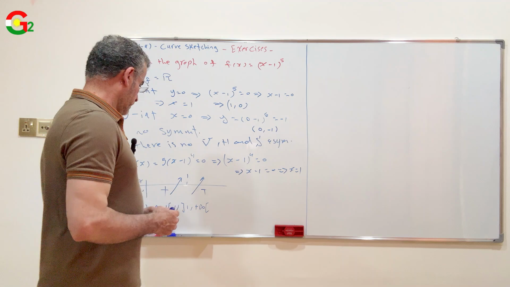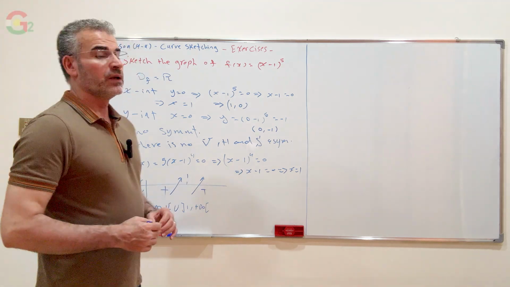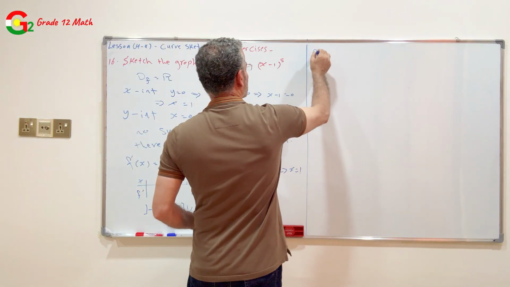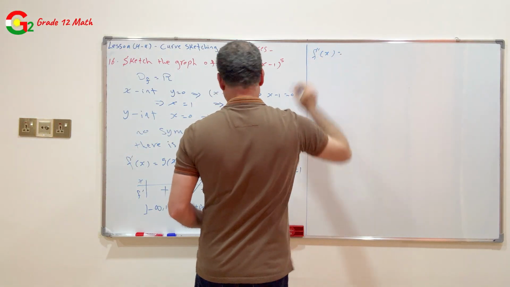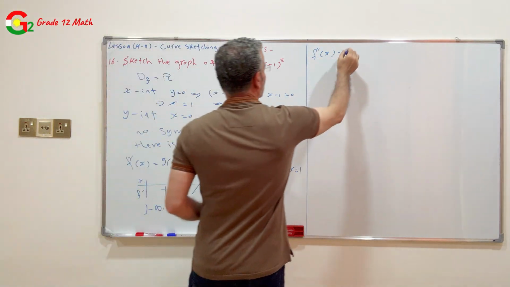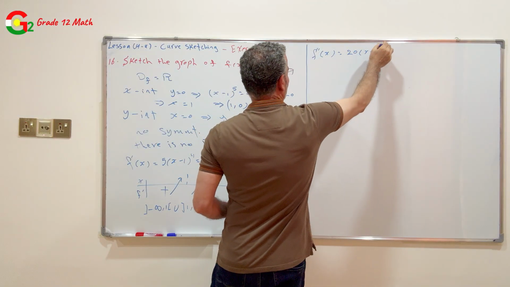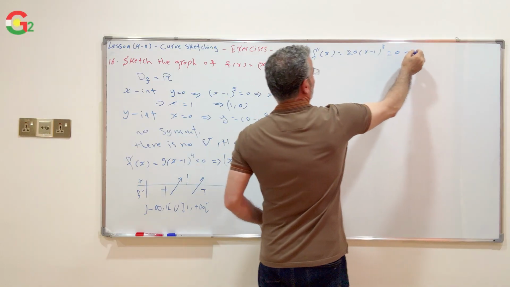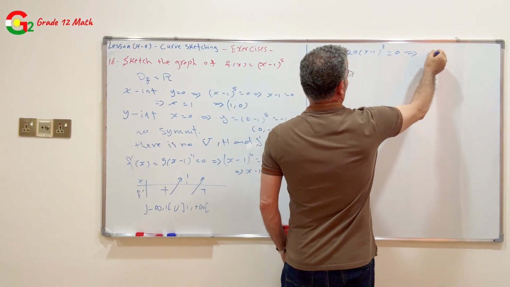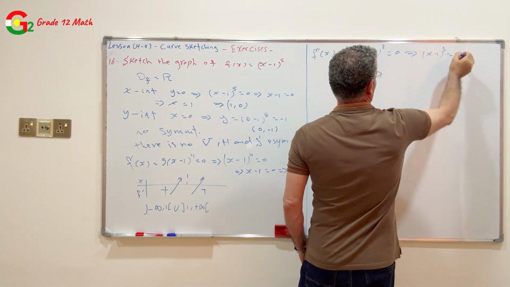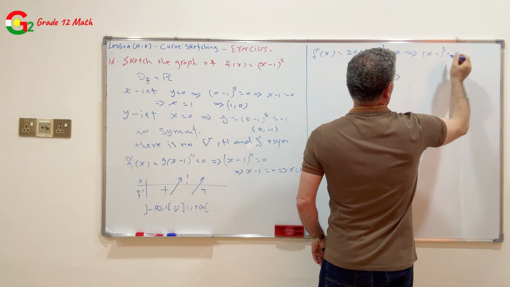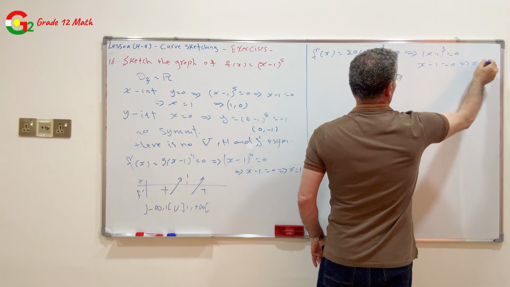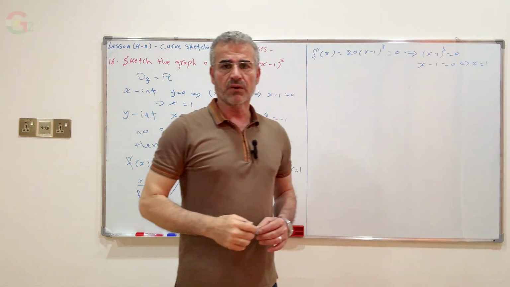To find the inflection point and the interval of concavity of this function, find the second derivative, f double prime of x equals 20 times (x minus 1) to the power 3. Set it equal to 0. Divide both sides by 20. (x minus 1) to the power 3 equals 0. Take the third root of both sides. x minus 1 equals 0. Then x equals 1 is possibly an inflection point for this function.